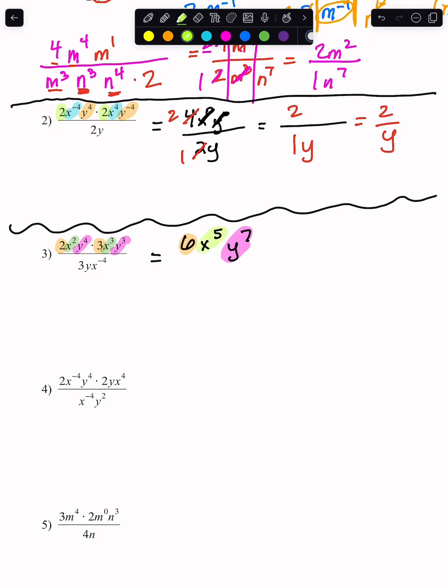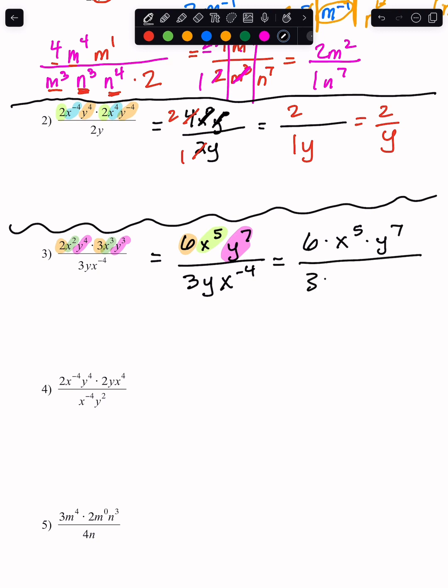Okay. And now on the bottom, there's nothing to combine. We got 3y times x to the negative 4. Now I'm going to kind of split this a little bit. So I'm going to do 6 x to the 5th, y to the 7th, and on the bottom I'm going to have 3, and I'm going to put my x's on the same line, and then this will be times y. Now with that, I can do my splits.